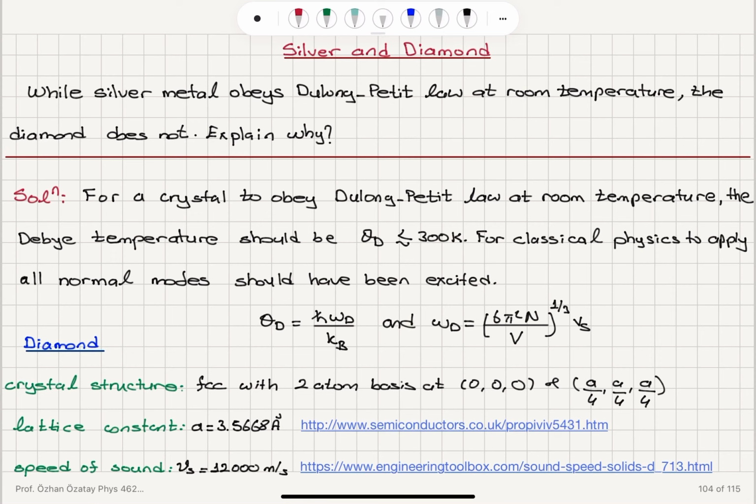Okay, so let's start comparing diamond with silver. Now, if we work on diamond, the crystal structure of diamond is face-centered cubic with a 2-atom basis at 0,0,0 and 1/4,1/4,1/4. That's basically the diamond structure. The lattice constant is given here. It's 3.5668 angstroms. The speed of sound in diamond is 12,000 meters per second. It can also be found on the web, for example, in this address.